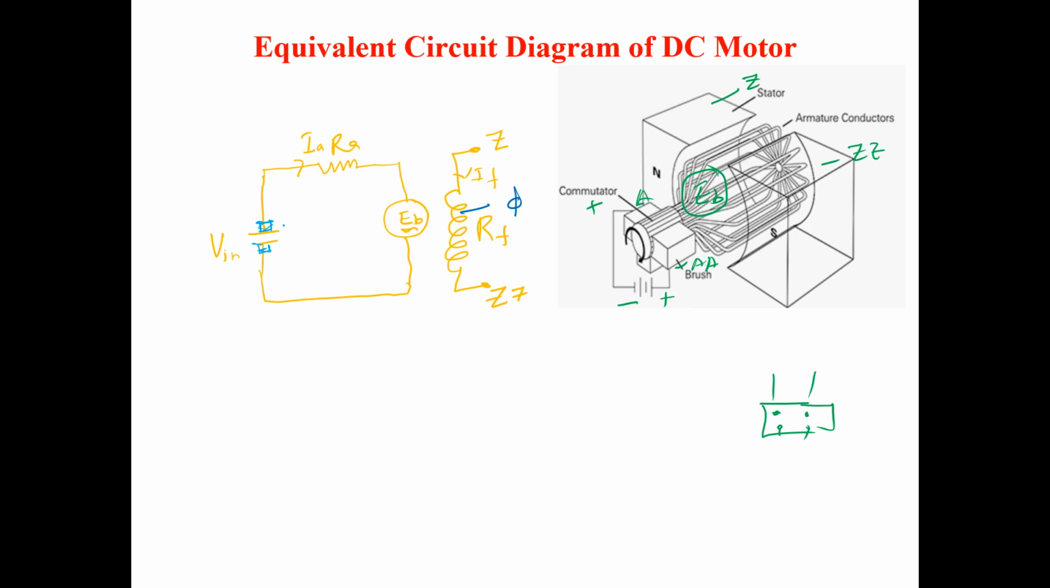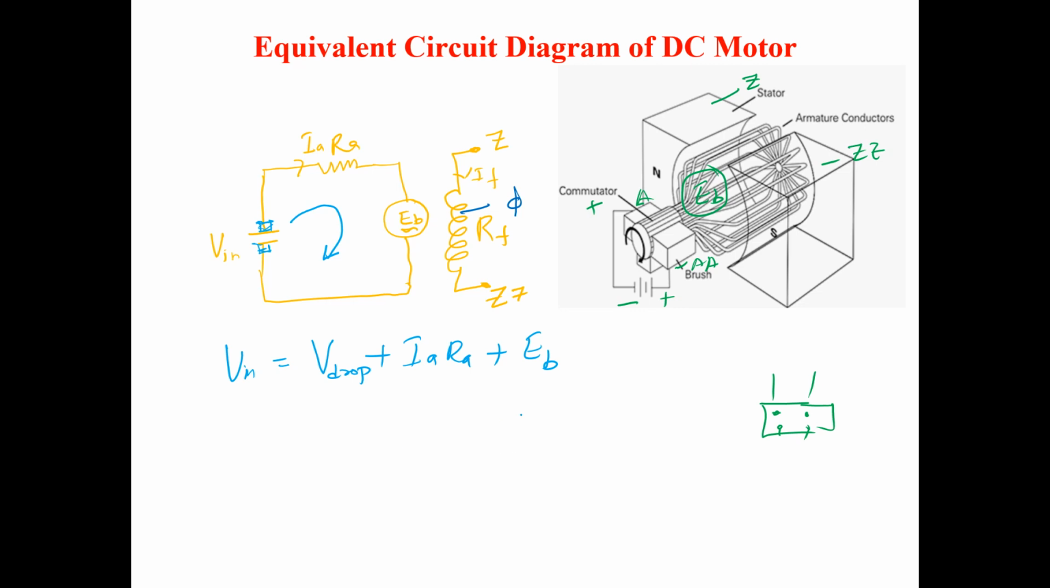If we write the EMF equation, what will it become? This input voltage is equal to the voltage drop across the brush contact, plus IA RA, plus EB. That is according to KVL. Applying Kirchhoff's voltage law, the total input EMF is V in, after that there is the brush voltage drop, then the IA RA drop, and this will be EB.